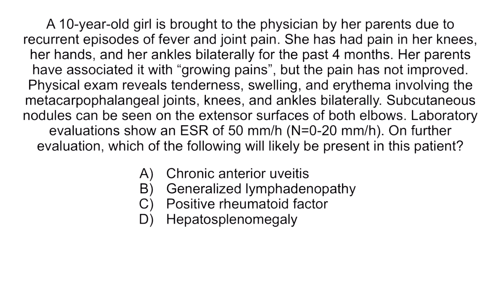So let's see why the other options are incorrect. Option A is incorrect because chronic anterior uveitis is not associated with seropositive polyarticular JIA. Instead, it's most commonly associated with oligoarthritis and seronegative polyarticular JIA, among others. Options B and D are incorrect because patients with systemic JIA or Still's disease present with generalized lymphadenopathy and hepatosplenomegaly, not patients with seropositive polyarticular JIA.